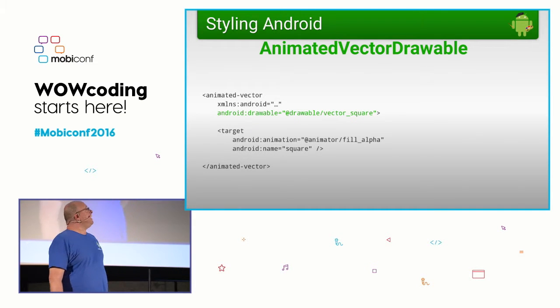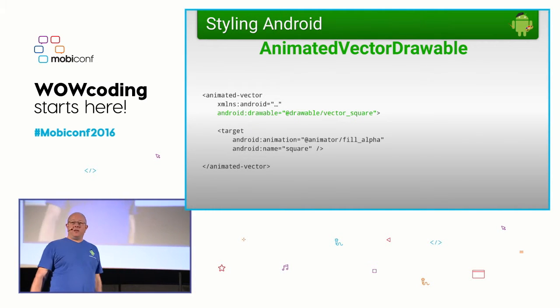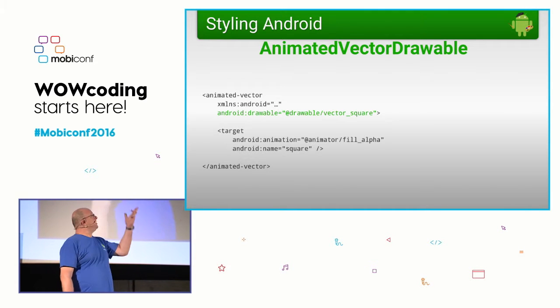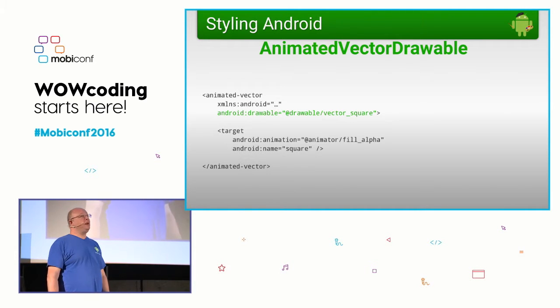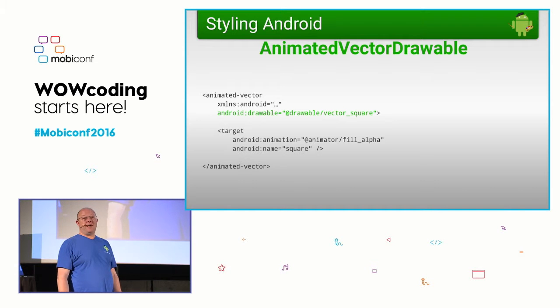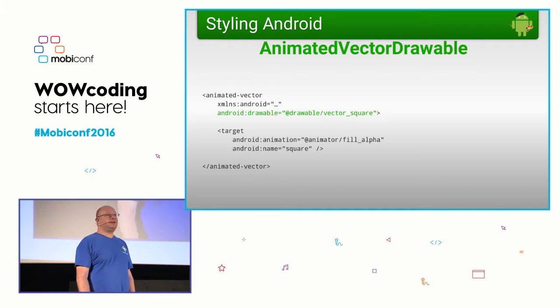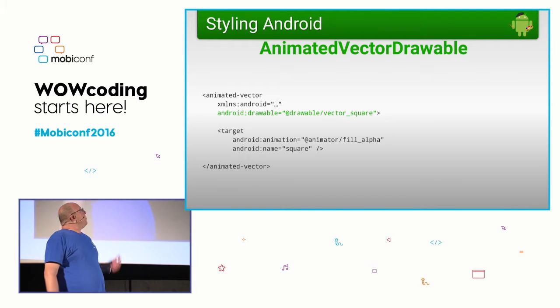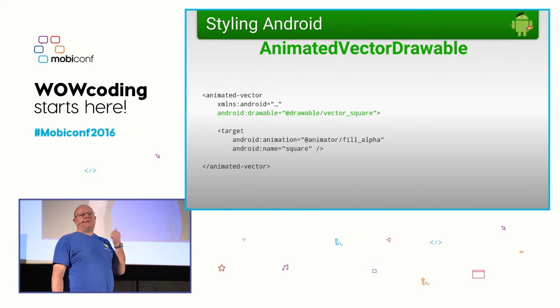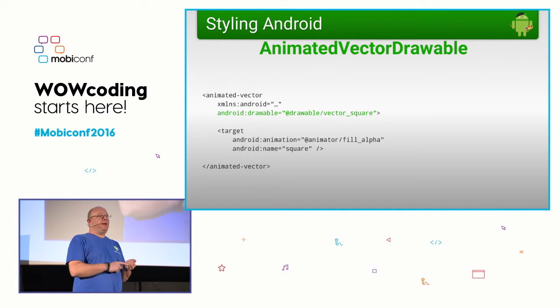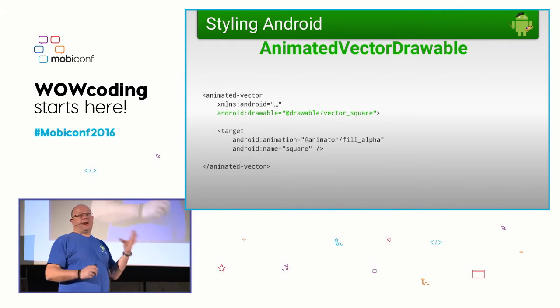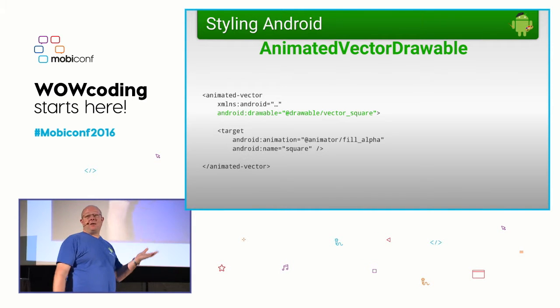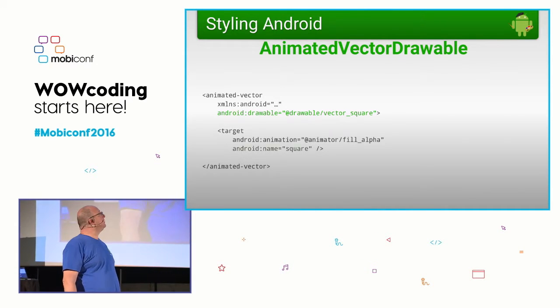So at the top level, we define the drawable we're going to animate. This is the vector drawable we looked at on the previous slide. I saved it as vector square. Again, really interesting naming. We then have a target. Now, a target is a mapping of a path element or group or clip path, a named element within our vector drawable to an animator.